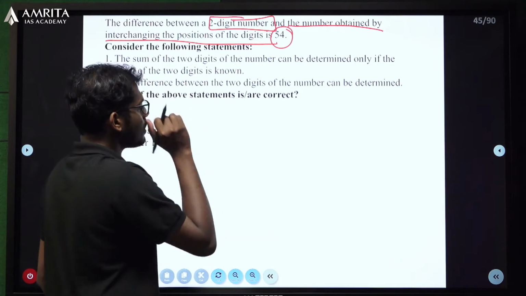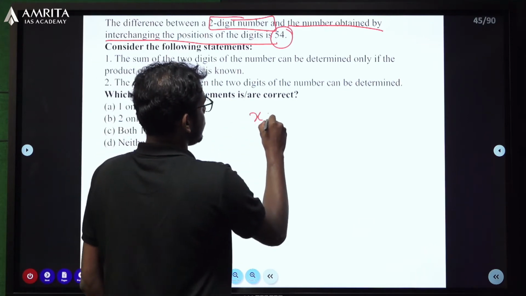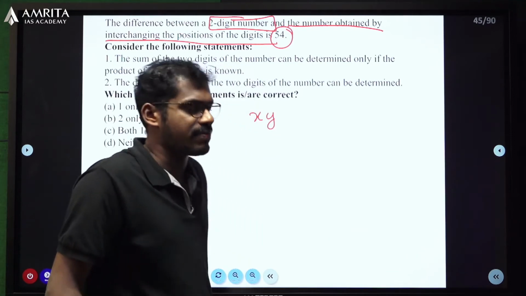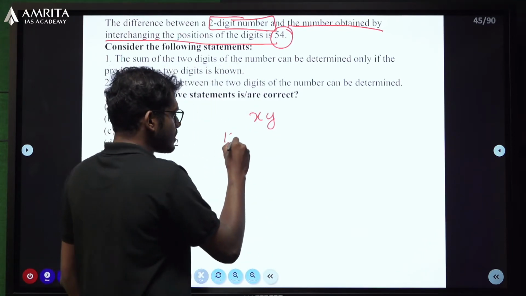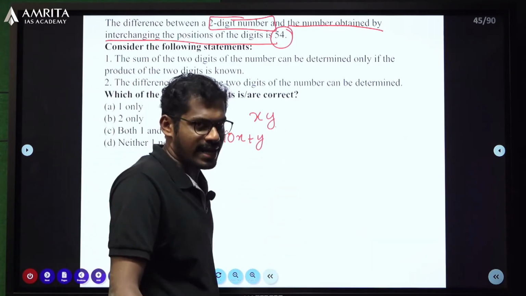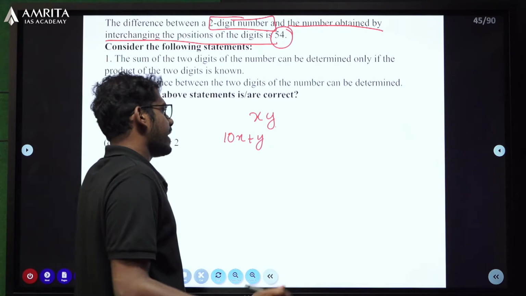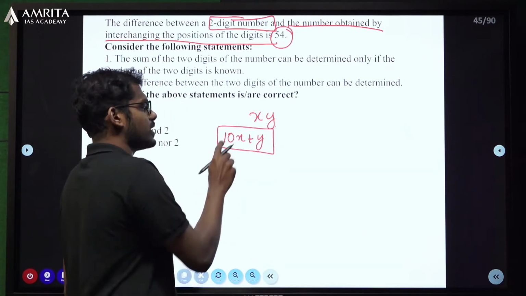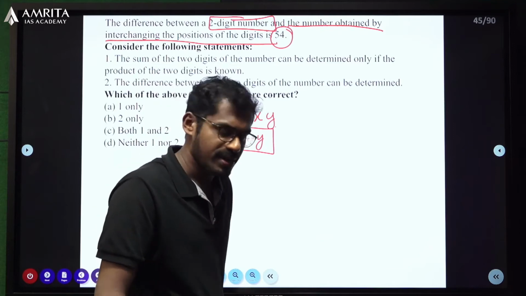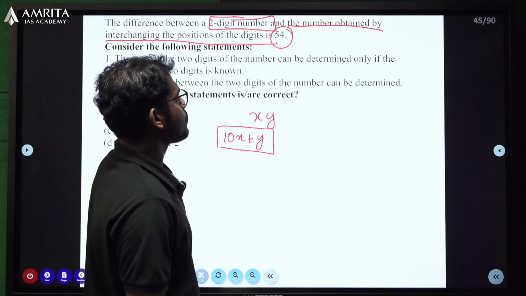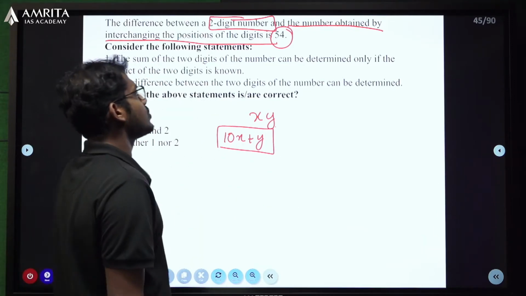So for a two-digit number, let the digits be x and y. If the digits are x and y, then the number can be written as 10x plus y, because y is at the unit place and x is at the tenth place. So the number will be 10x plus y. Clear?